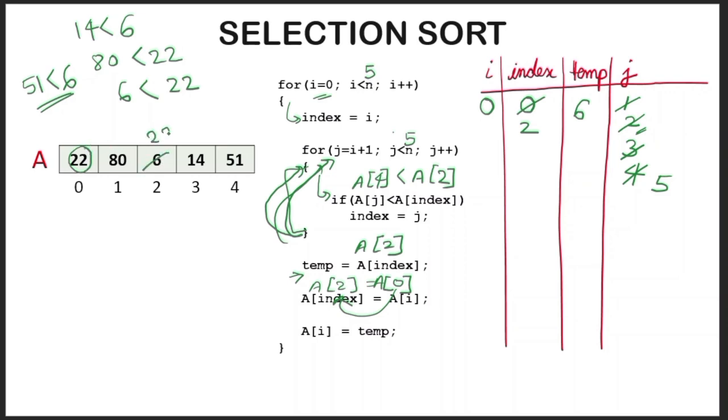So here 22 comes, and we will execute the next statement. A of I is equal to temp. What is temp? Temp has stored 6 value here. We can see. And temp is given to a of I. What is I? I is 0. So a of 0 is given value 6. So you can see how it has been swapped. The values have been swapped. Now we will see the next iteration where I is incremented.